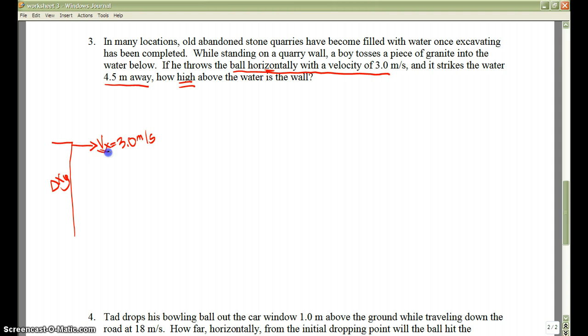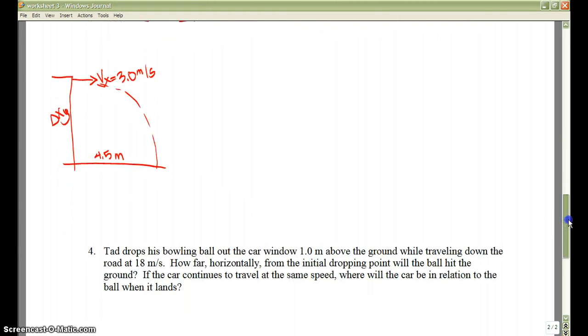Again, my object is going to go down in some kind of arc form, hit the ground, and it tells me then it hits the ground 4.5 meters away from where it started at the edge of the quarry. So we want to find out how high above the water is the wall. So there's our picture. So tomorrow in class, we'll get to figure out how to do that.